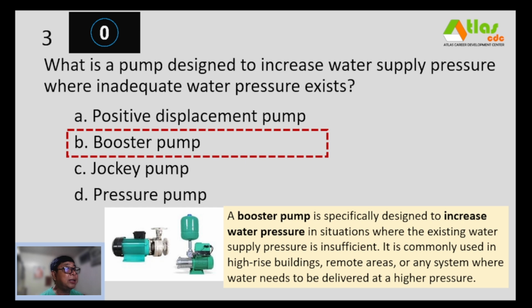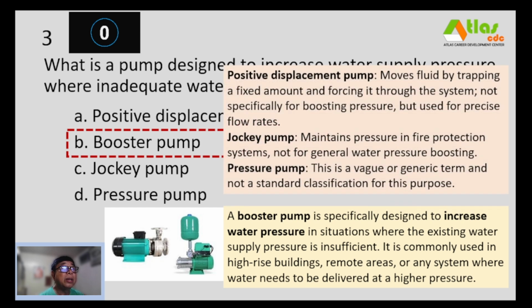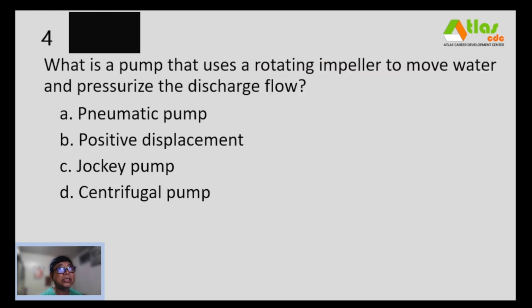Now, the positive displacement pump moves fluid by trapping a fixed amount and forcing it through the system, not specifically for boosting pressure, but used for precise flow rates. Jockey pump maintains pressure in fire protection systems and not for general water pressure boosting. Pressure pump is a vague or generic term and not a standard classification for this purpose.